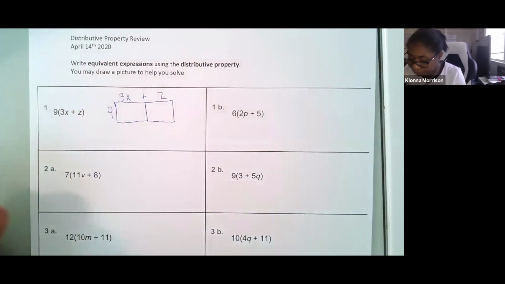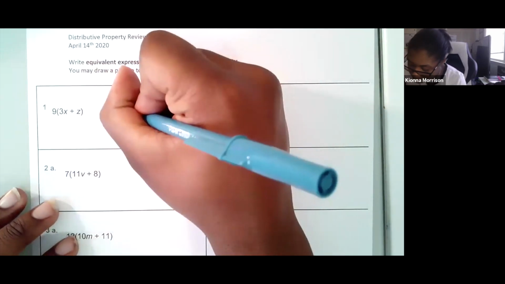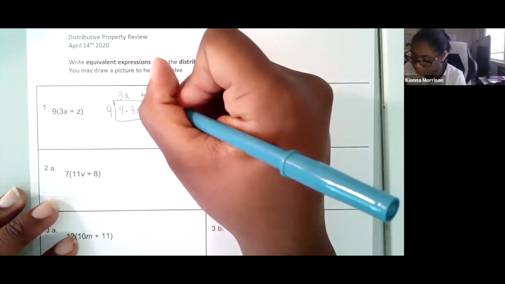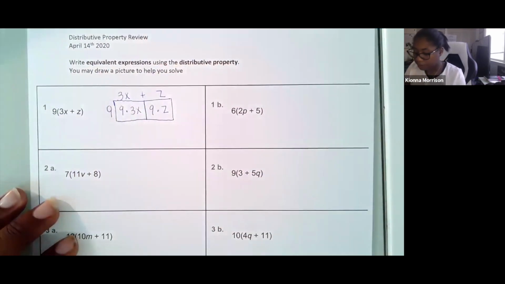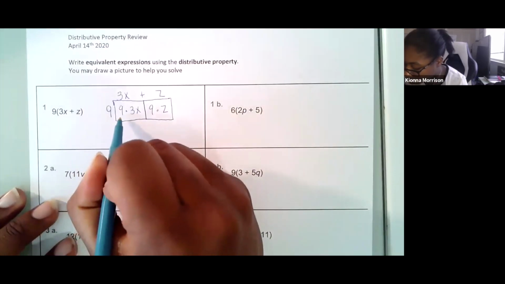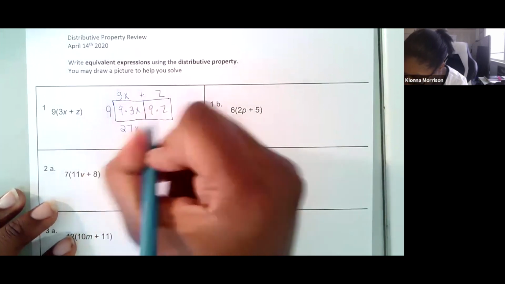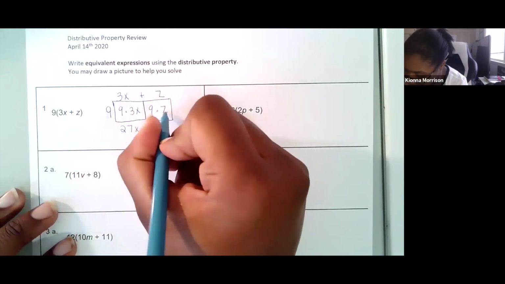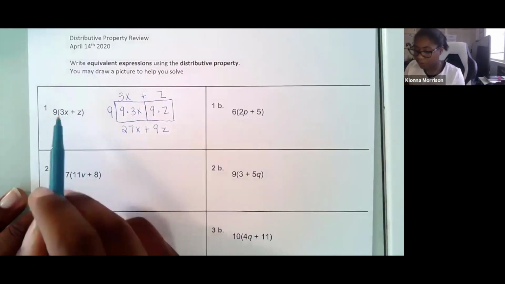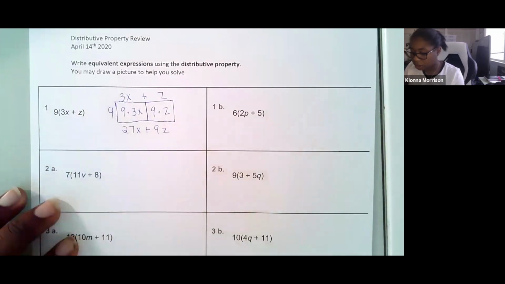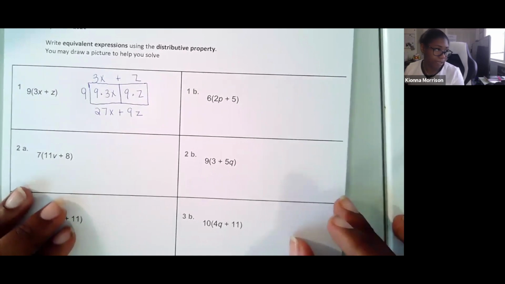So now, I'll have 9 times 3x plus 9 times z. When I write my equivalent expression, I'll have 9 times 3x, which is 27x, plus 9 times z, which is 9z. These two expressions are equivalent. Now I'll slide over to 1b.